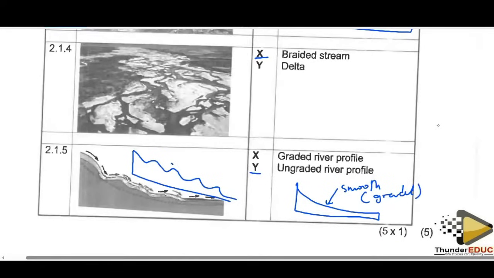In this profile, it is rough, which is typical of ungraded. As you can see here, water is coming like this, then here it rises again, then there is that, then there is that. So it means that in the river course, there are so many rapids that have developed. So that will be typical of an ungraded river profile.